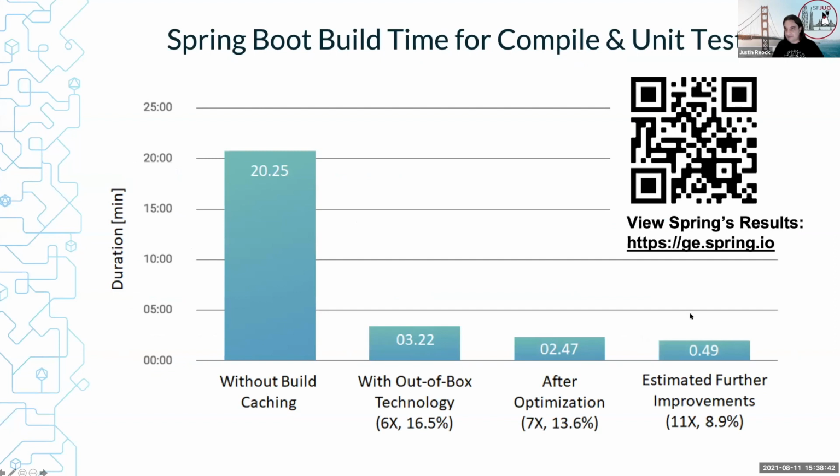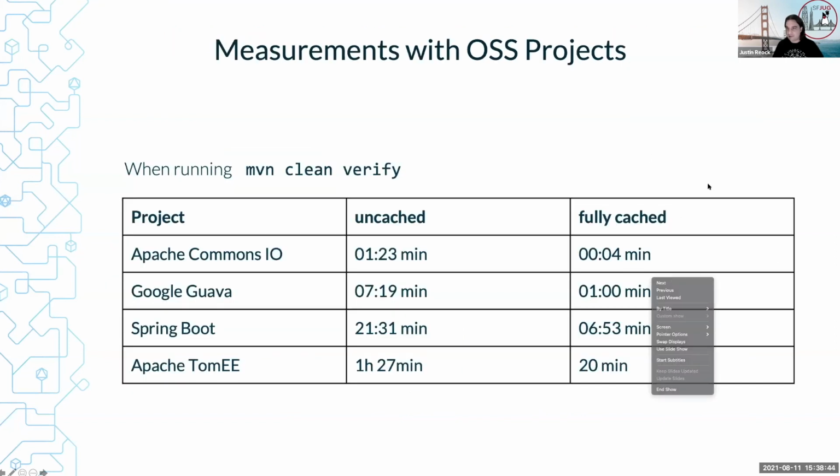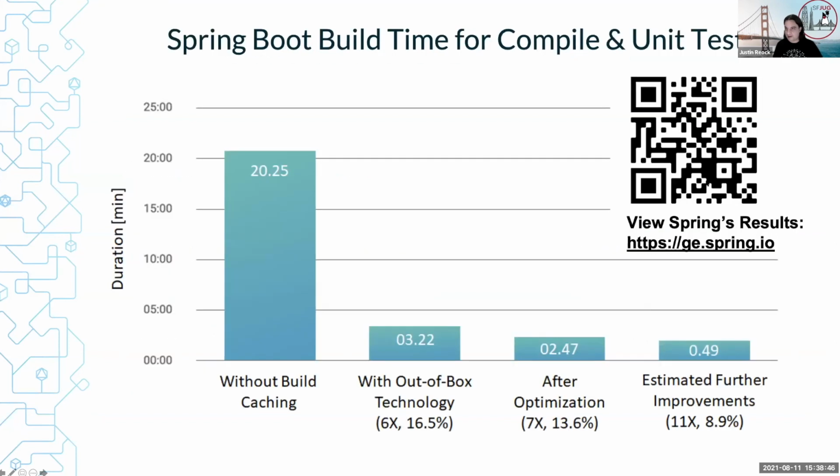We already talked about this again. Wayne posted the results. It's probably faster to click the link in the chat than to look at the QR code. But to give you an idea, without build caching, it's more than a 20-minute build, and out of the box, it takes it down to a 3-minute build. But we have other optimizations such as test distribution that we've talked about that have been able to drive the build time down even further here.